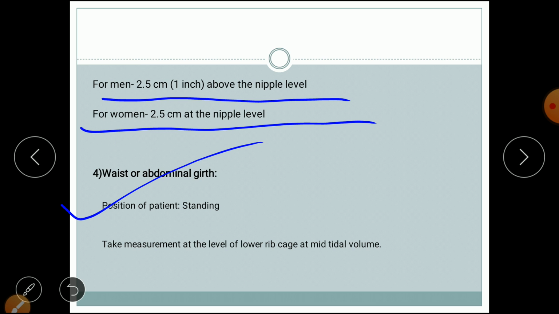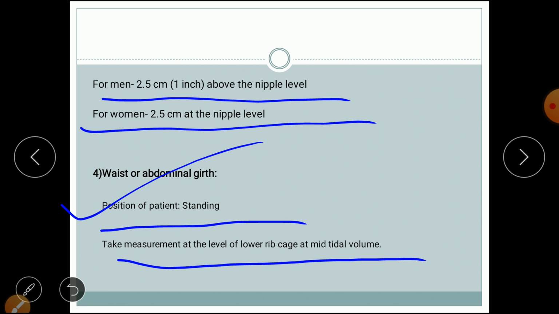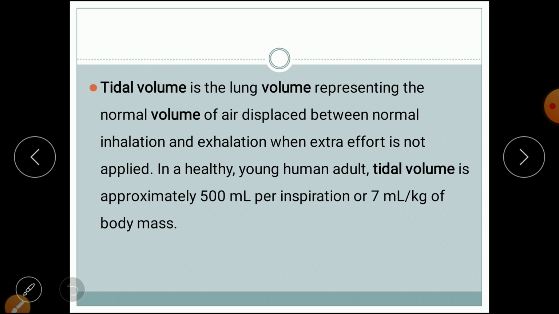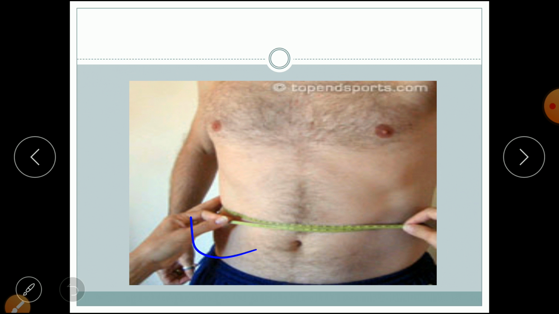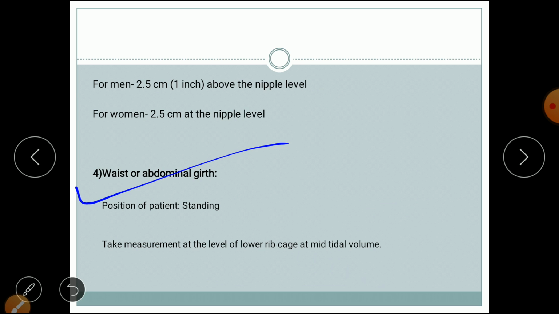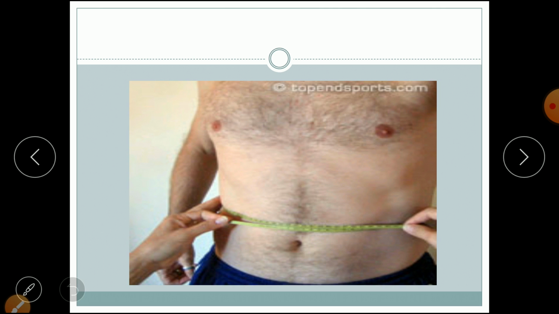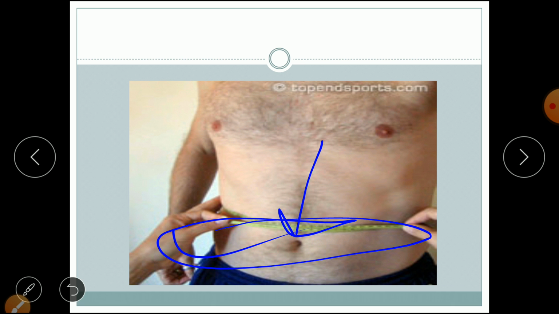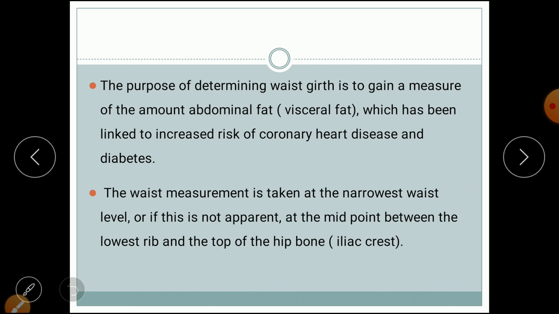Next is waist or the abdominal girth. The position of the patient is standing and take the measurement at the level of the lower rib cage at mid tidal volume. Okay, so that is this point. From here you have to take a measurement for the waist or abdominal girth just below the level of the lower rib cage at the mid tidal volume. Here is the lower rib cage, and around that you have to take the abdominal girth measurement.